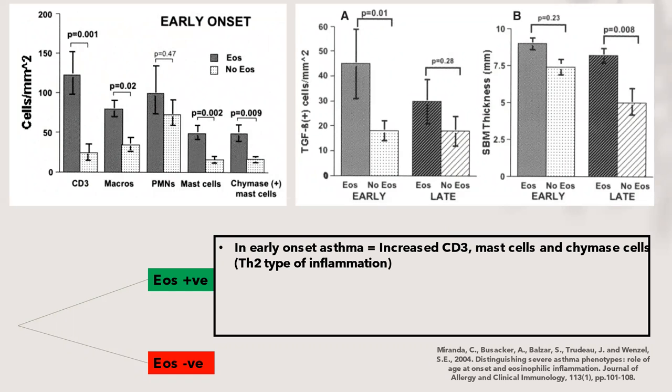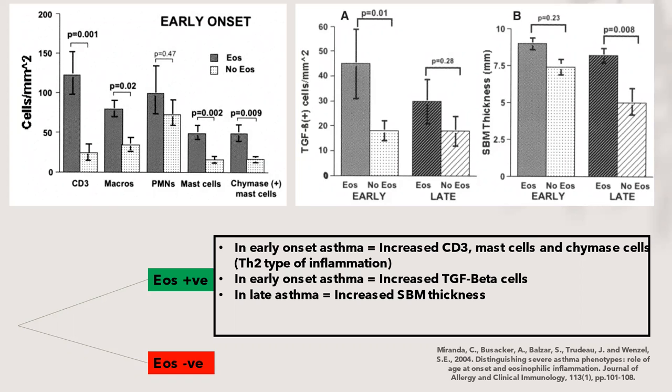When we come to the molecular basis of these patients, in the early onset group, they had increased numbers of mast cells, increased numbers of CD3 cells. This pointed in the direction of a type 2 type of inflammation, which we'll get into in a bit. But it started to give us a bit more idea of what was going on at a molecular level. So they said there are more of these inflammatory cells in the patients who were eosinophil positive. The other thing they saw was increased TGF-beta cells. These are cells that are associated with affecting the basement membrane thickness. And in late asthma, there was increased basement membrane thickness.